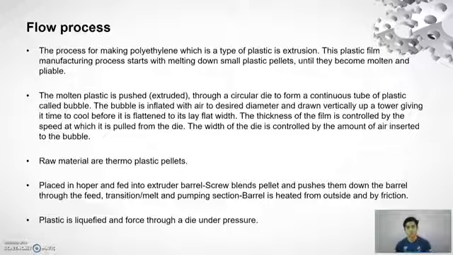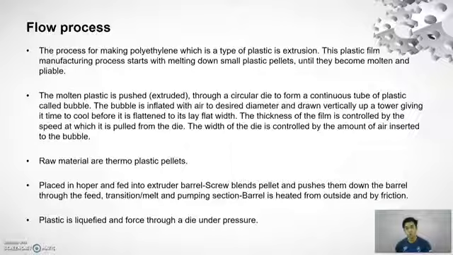For the flow process, the process of making polythene, which is a type of plastic, is extrusion. The plastic film manufacturing process starts with melting down small plastic pellets until they become molten and pliable. The molten plastic is pushed through a circular die to form a continuous tube of plastic called a bubble. The bubble is inflated with air to the desired diameter and drawn vertically up a tower, giving it time to cool before it is flattened to its lay flat width.